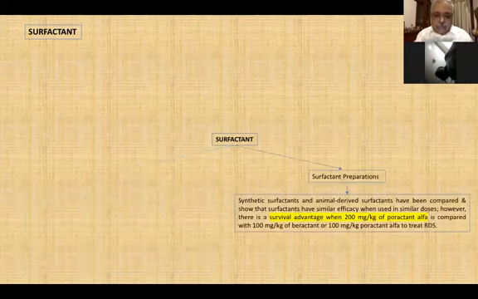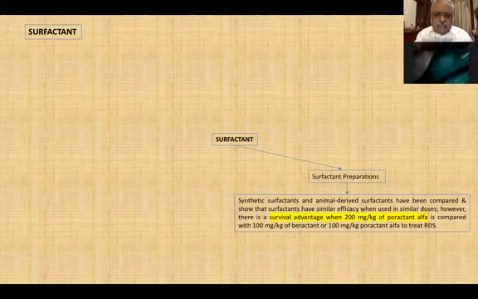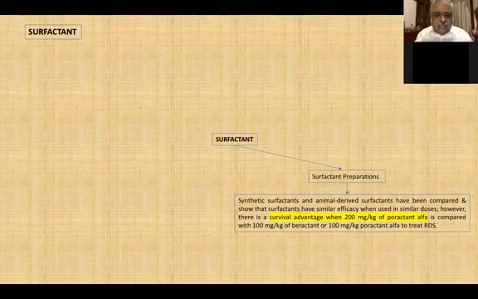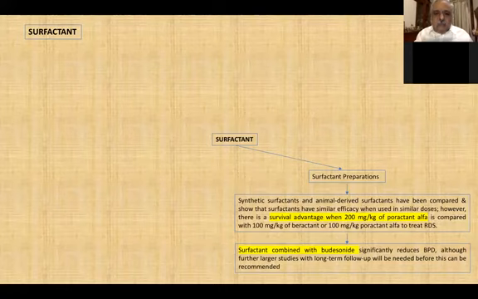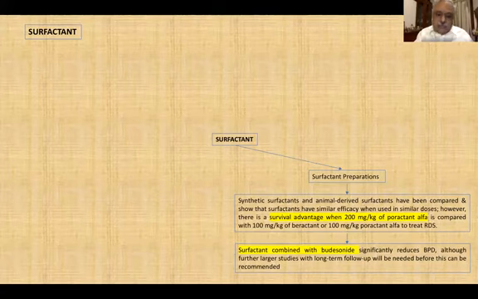Surfactant preparations, animal-derived surfactants are better. Poractant surfactant at the rate of 200 mg per kilo probably has a distinct advantage over 100 mg per kilo of the bovine surfactant. And surfactant now given with budesonide has definitely been shown to prevent chronic lung disease. And this is something we are looking forward to. If the baby at the end of the first week is showing signs of early BPD, surfactant given intratracheally with a budesonide mixture should probably reduce the severity of BPD. A lot of trials are getting published on this.